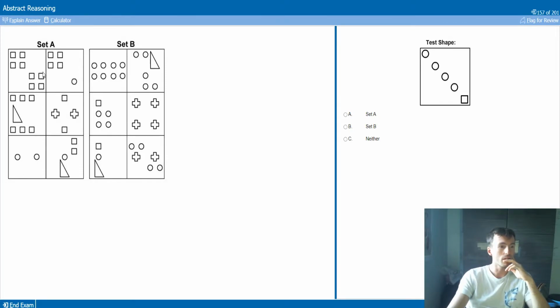4 squares. I think that must be it, right? 4 squares. It's like 4 squares equals 1 circle. So there must always be the same number of squares, or equivalent to squares, in a box. So 3 squares, 3 squares, and then a triangle is worth 2 squares. Let's see if that works out.